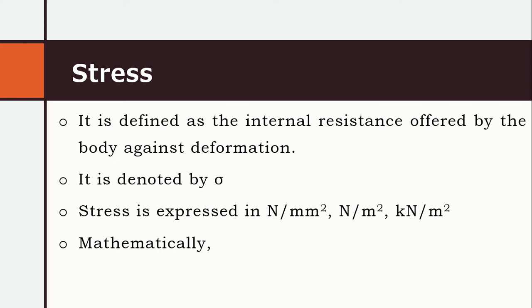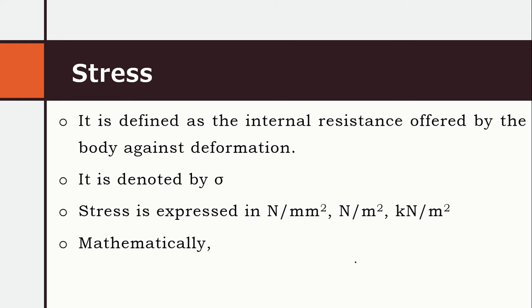See, whenever you load any object, the internal resistance offered by that object against this loading in order not to get deformed is called as stress, and we generally denote stress by sigma. So when I told it is the internal resistance offered by the material against loading, that internal resistance will be mathematically equal to the loading which is coming from outside. So load by the cross section area on which the load is acting will give us the stress at that particular point or on that surface.